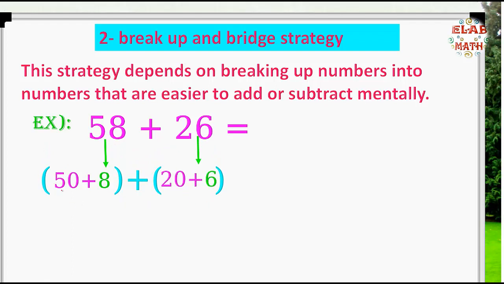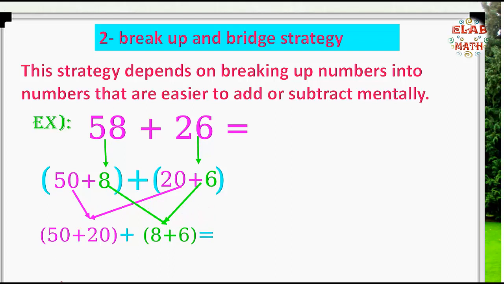After this step, you should take tens with tens. 50 plus 20 together between parentheses and 8 plus 6. Next step, find the answer. 50 plus 20 equals 70 and 8 plus 6 is 14. Ones with ones, tens with tens. 0 plus 4, 4. 7 plus 1, 8. The sum is 84. We get the answer after we break up the two numbers.